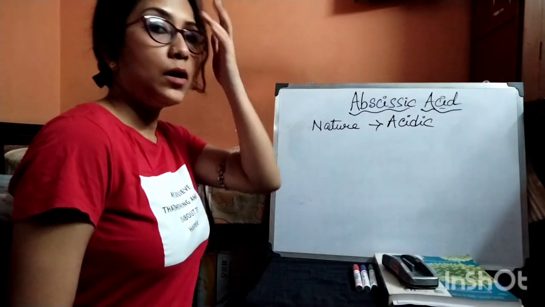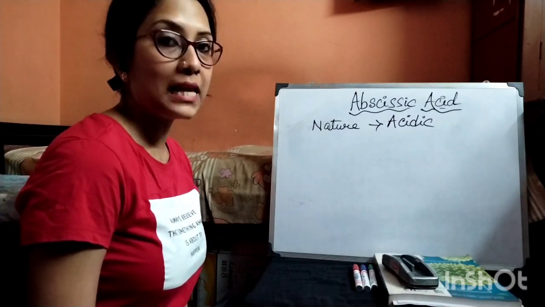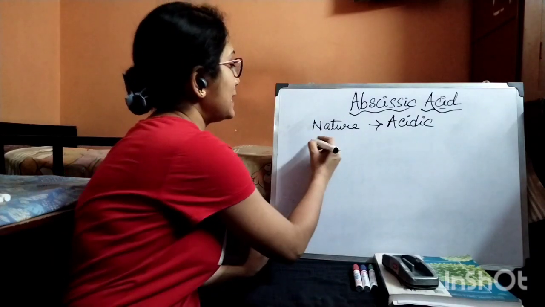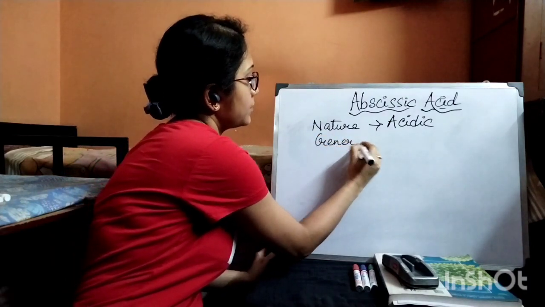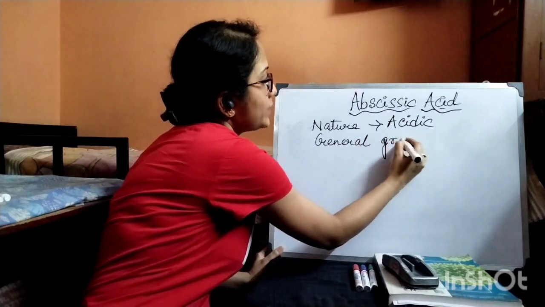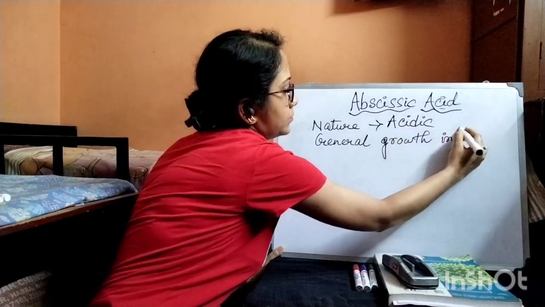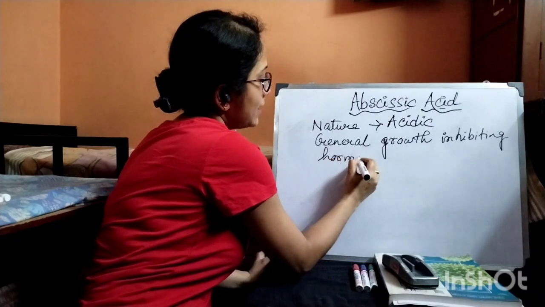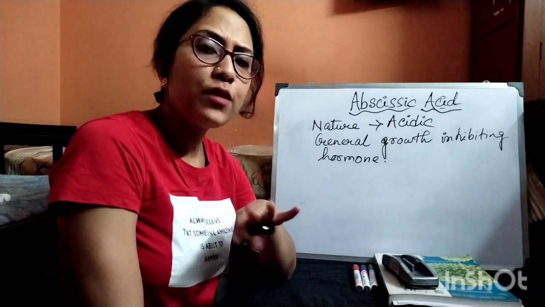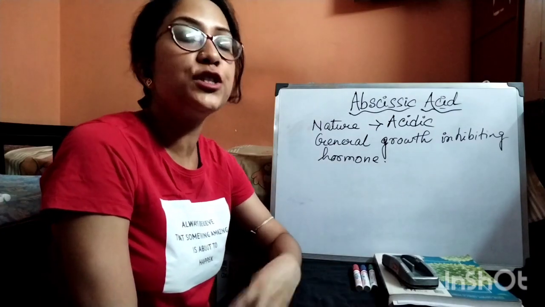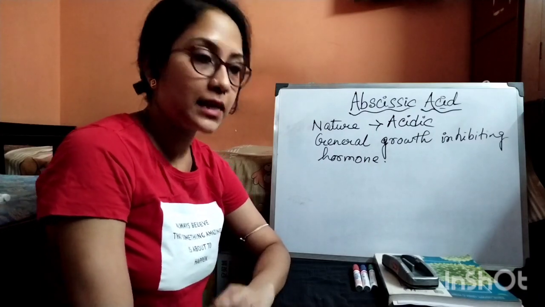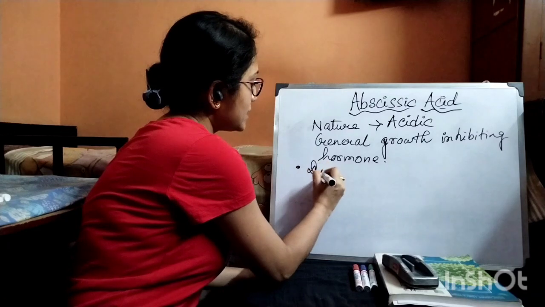To study abscisic acid, we can say from the name itself that the nature of the hormone is acidic. Generally, we can say it is a general growth inhibiting hormone, because the other four hormones act as growth promoting or cell division promoting, but this is the only hormone which acts as a growth inhibitor in plants. So let's quickly study its discovery.